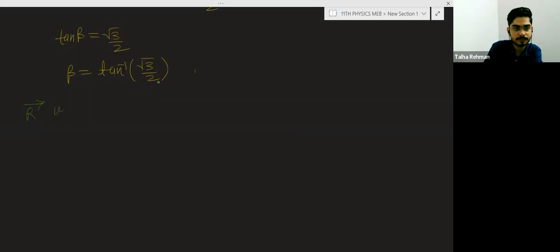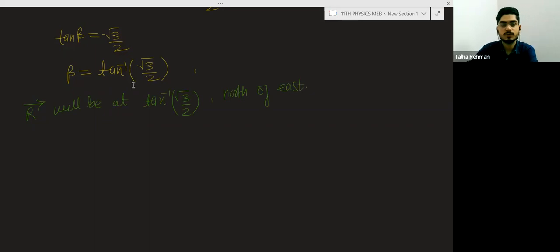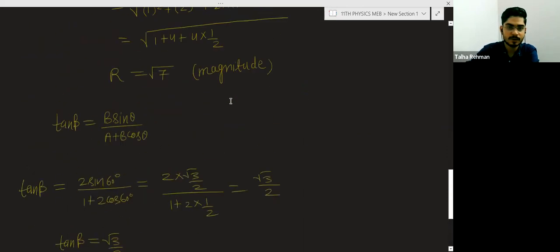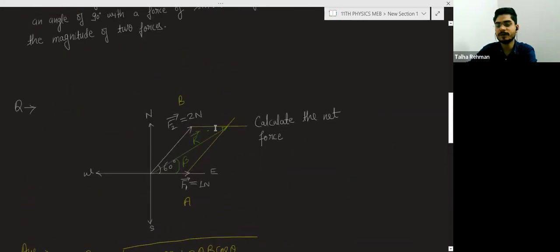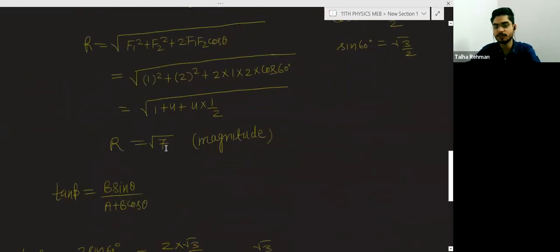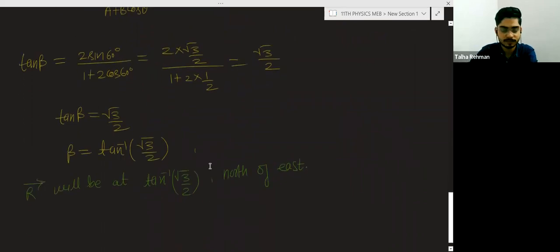You can write: resultant vector will be at tan inverse root 3 by 2 north of east. So either you can write the answer in this form or in the other form. Write the answer in this form, it will be better. There is no need to draw the parallelogram until and unless asked in the question. You can just use this formula, find the magnitude, find the direction. That's all.